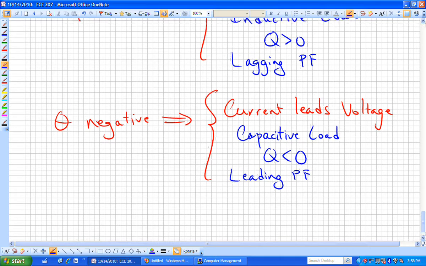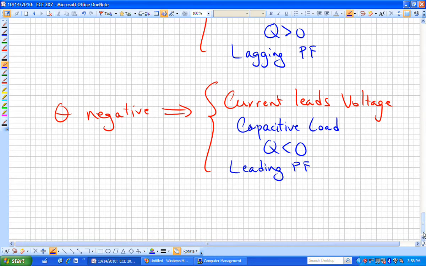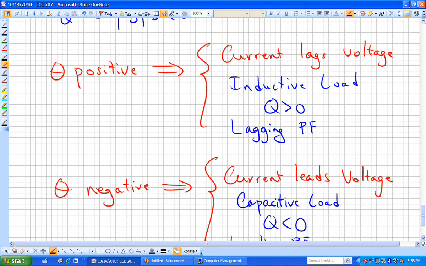Questions on that? Question? What is negative Q, negative imaginary power? So now negative imaginary power just means that you have a load that has more capacitive looking component than inductive component. It looks more like a capacitor than it does an inductor.